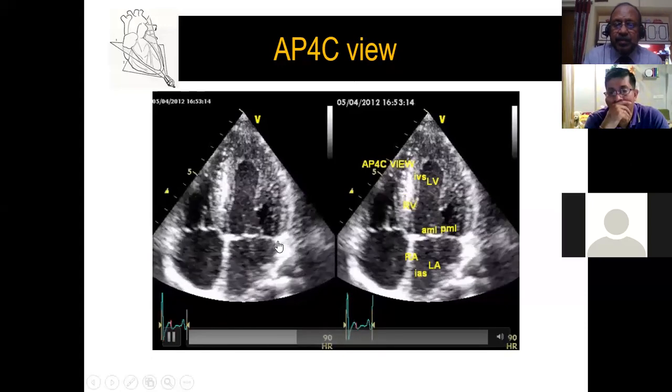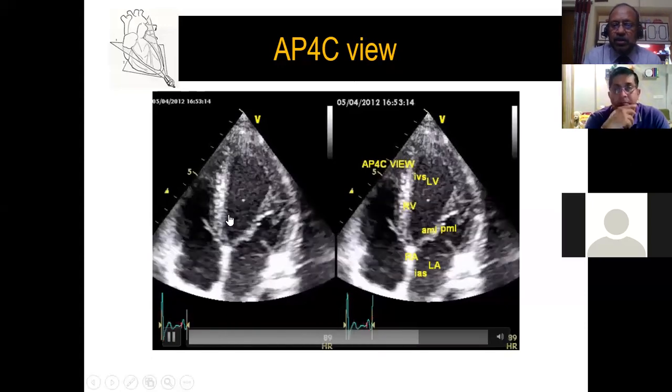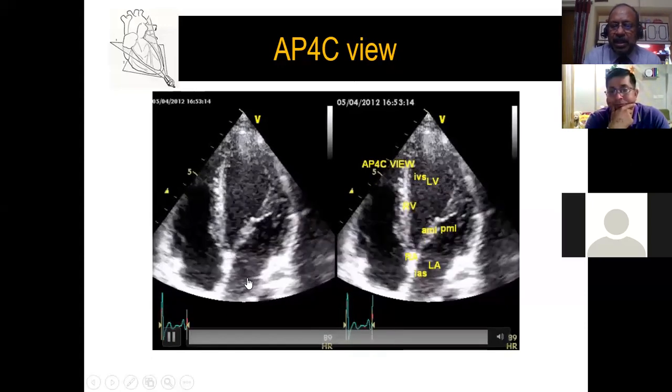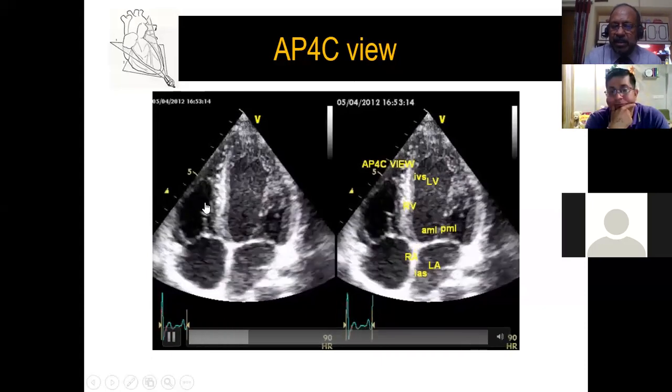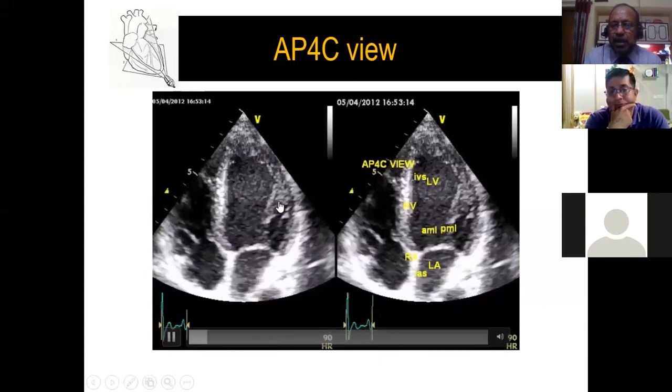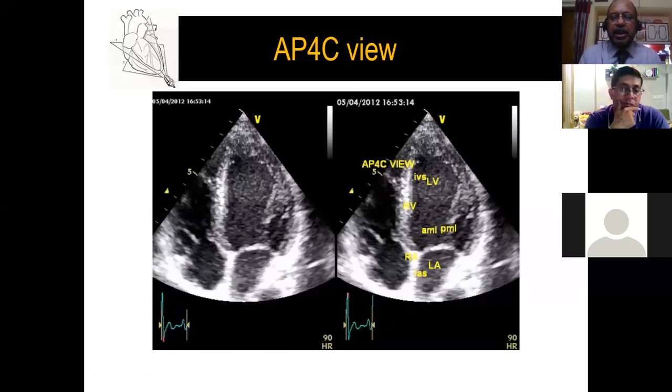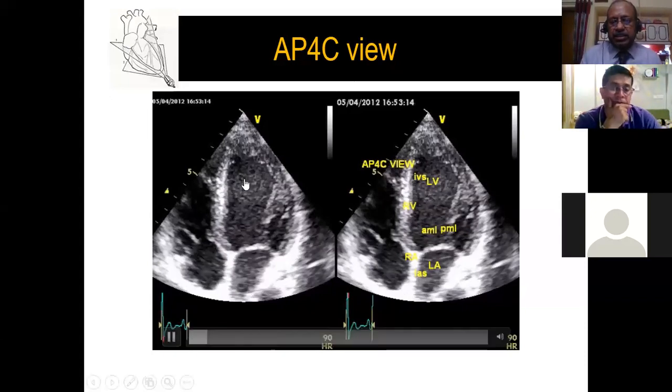So let's see it again. 4-chamber view: LV, LA, RA, RV, AML, PML, lateral papillary muscle, septal tricuspid valve leaflet, or this could be anterior or posterior tricuspid valve leaflet, depending on our cut sections. What do these views tell you?